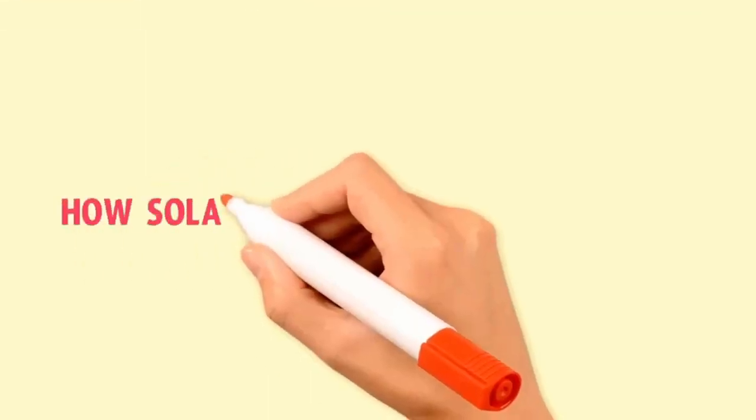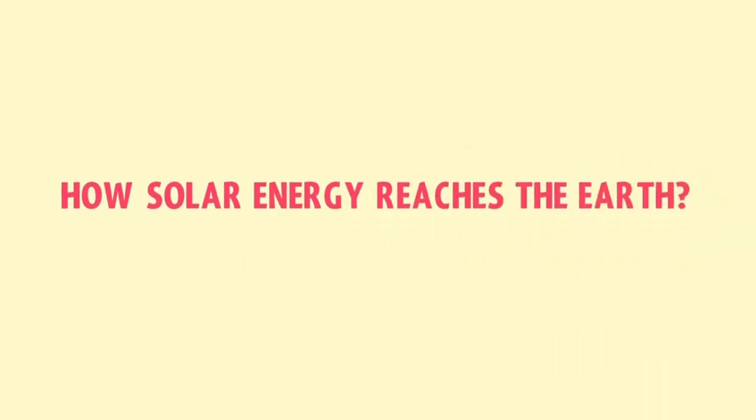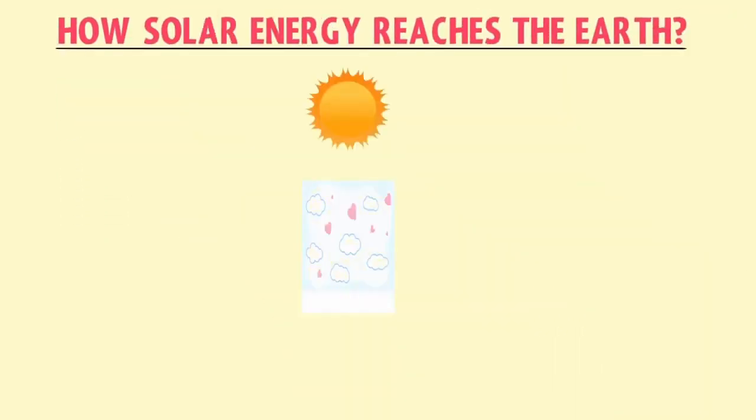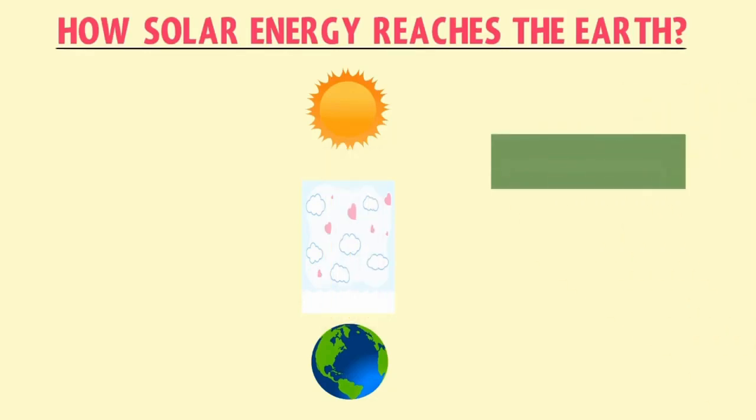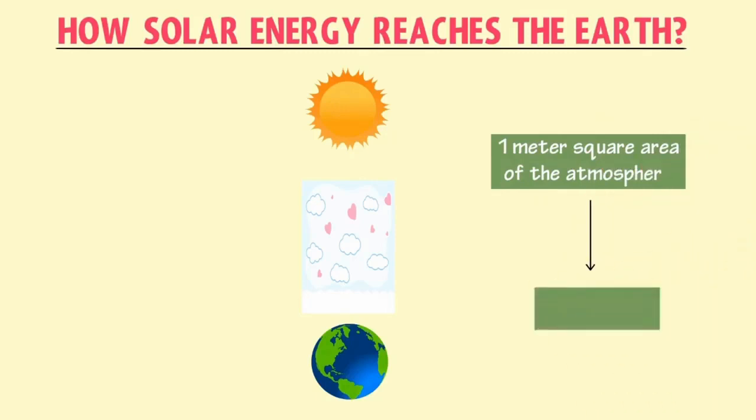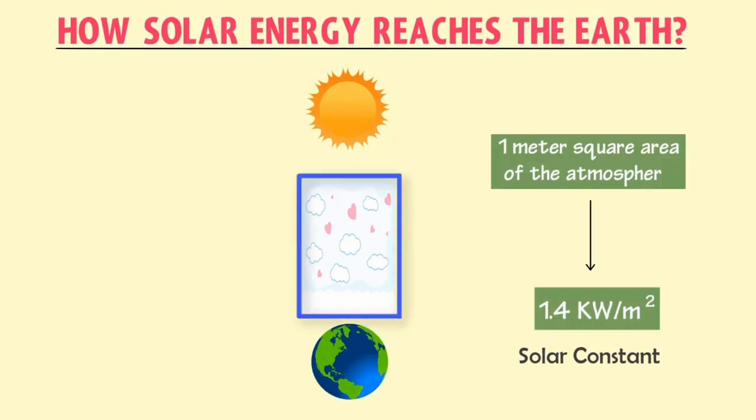Do you know how solar energy reaches the earth and how much solar energy reaches the earth? As we know, light travels in the form of waves. Solar energy reaches the earth in the form of sunlight. 1 meter square area of the atmosphere receives 1.4 kilowatt energy, which is also known as the solar constant. It means the solar energy absorption of our atmosphere is 1.4 kilowatt per meter square.